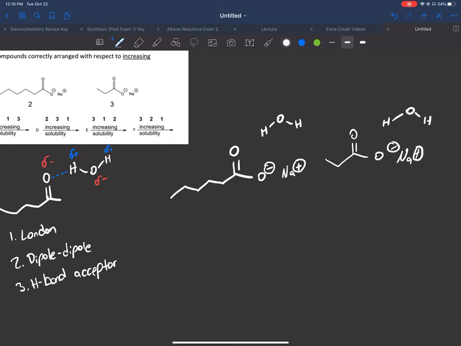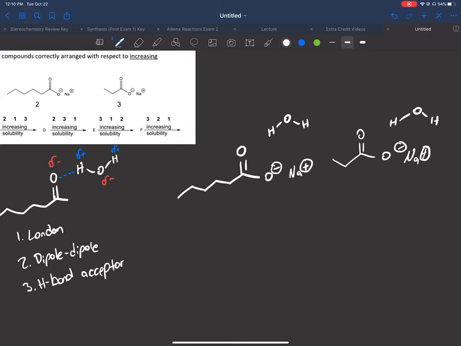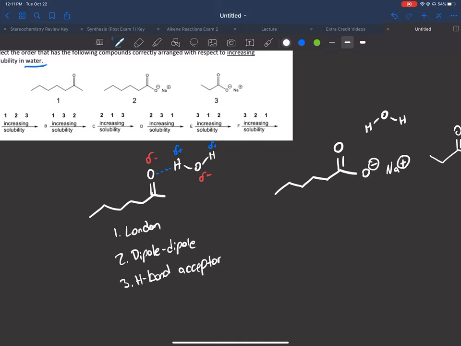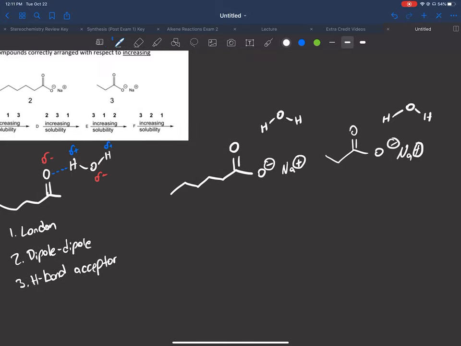We're in water. We see that we have charges, and we know that those are extremely, extremely strong interactions. So both of them are definitely going to be stronger than the ketone. They're going to be more soluble because of the stronger IMF interactions with water. Now, what about amongst themselves?